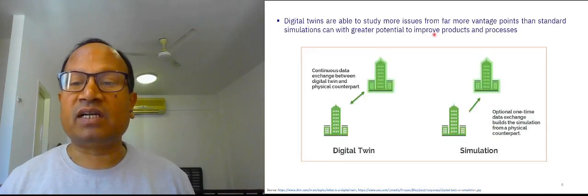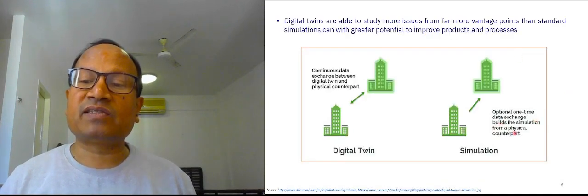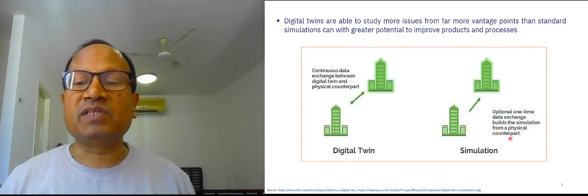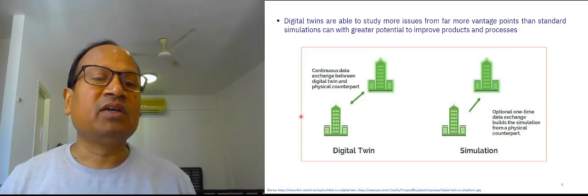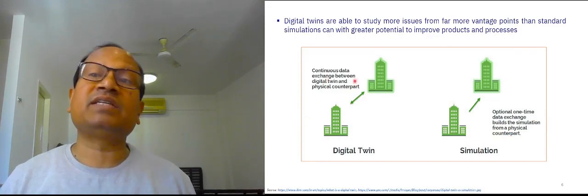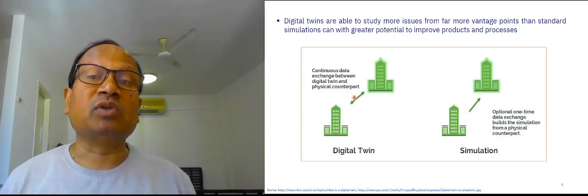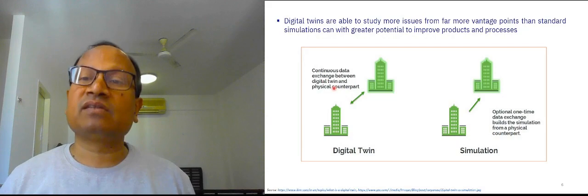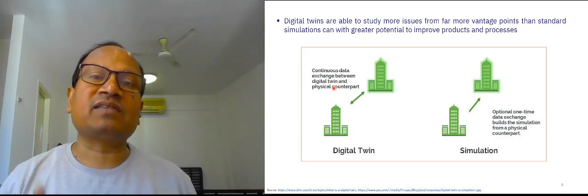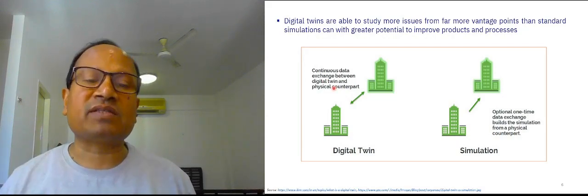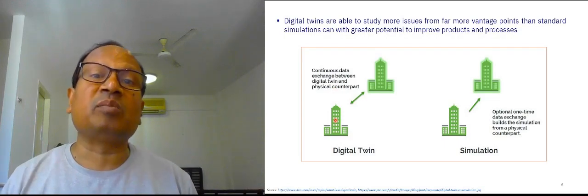So as you can see, the optional one-time data exchange builds the simulation from a physical counterpart in simulation, whereas in digital twin, there is continuous data exchange between the digital twin and the physical counterpart. So the data updating, manipulation, correction and improvement is a continuous process in digital twin because it consists of more and more of those simulations.